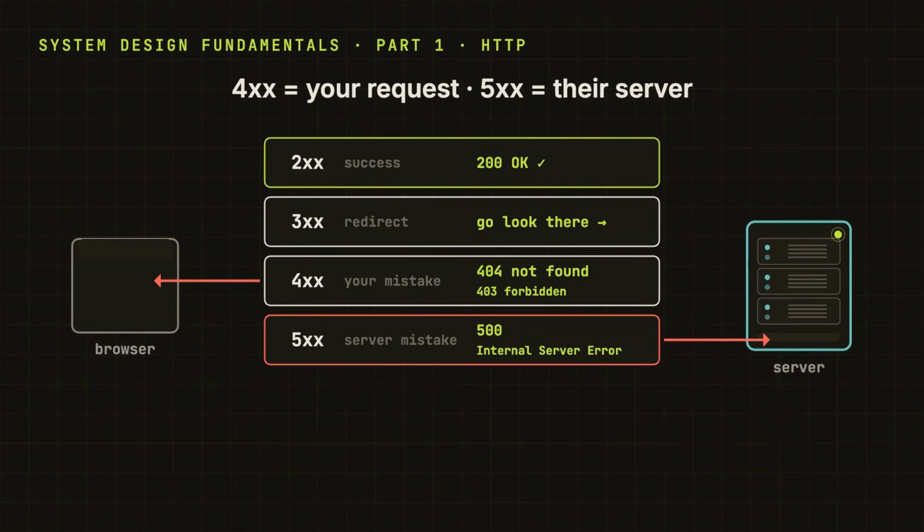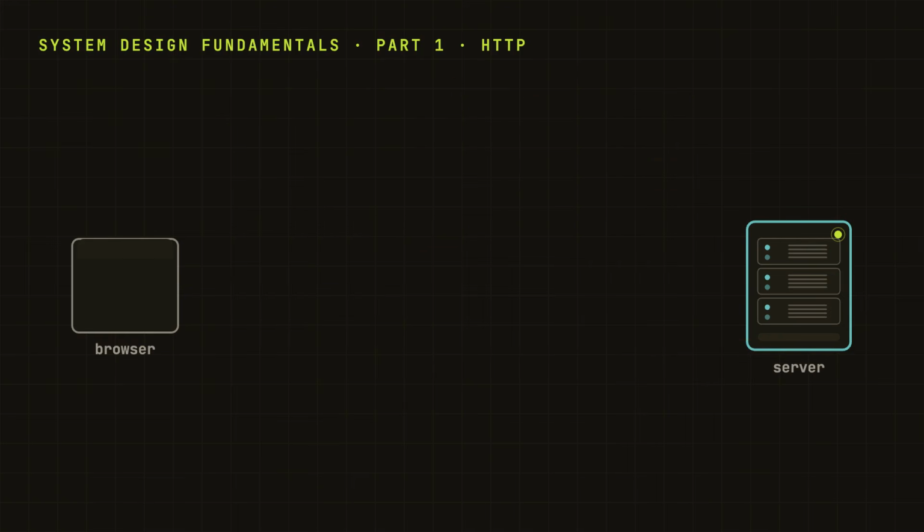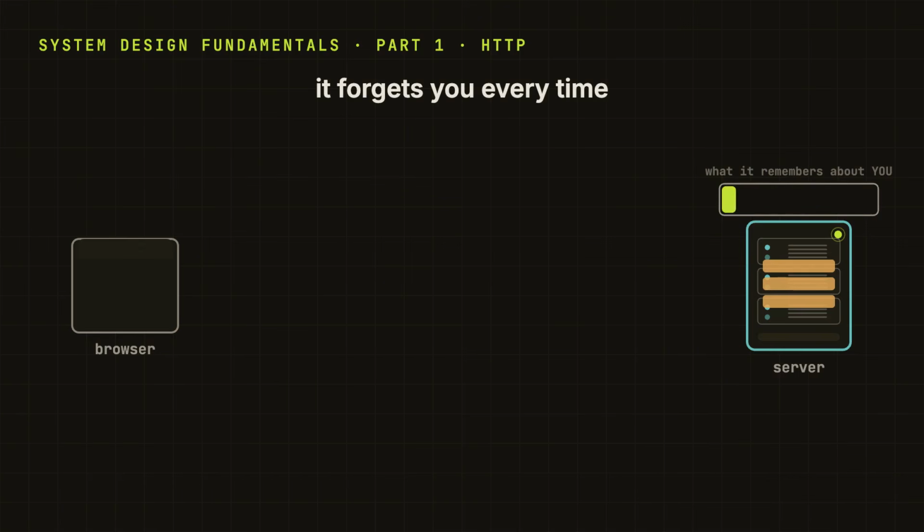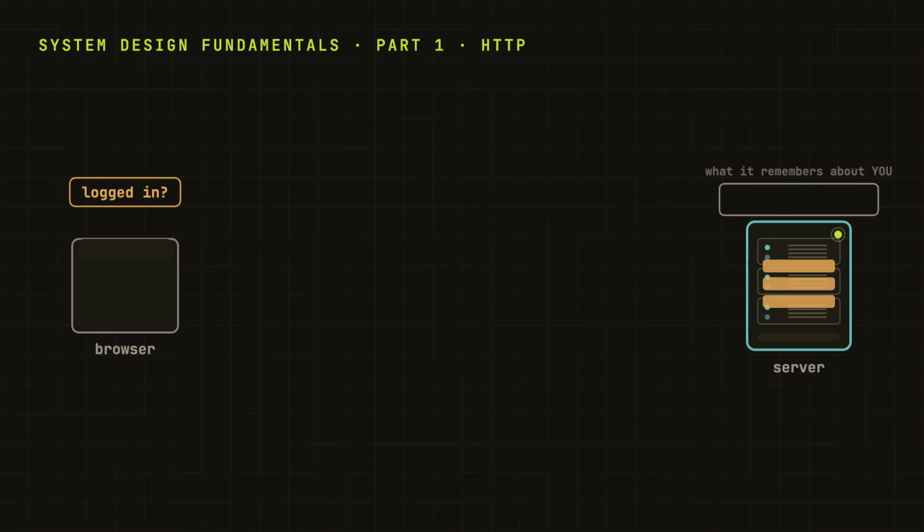And one more property, which will matter a lot later. HTTP is stateless. That means each request stands completely on its own. The server does not automatically remember your previous request. Every time you ask for something, it is like the server is meeting you for the first time. Now, that raises an obvious question. If the server does not remember you, then how does it know you are logged in across many pages? Hold that question. We have a whole concept for it later. For now, just remember, plain HTTP has no memory.